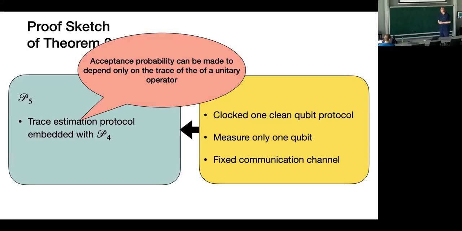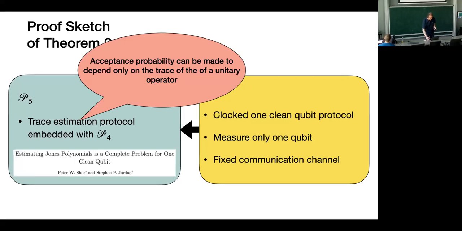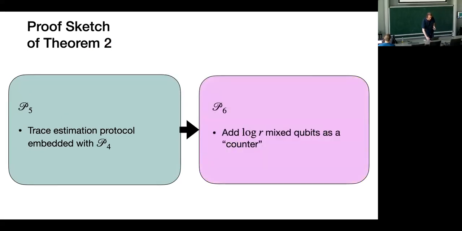Now, what happens here when we do this is that the acceptance probability depends only on the trace of a given unitary operator. And that's going to be important. Now, we have everything, but we're still in the clocked model. And we wanted to go to the unclocked or semi-unclocked model. And for this, we add another log R, where R is the number of rounds, mixed qubits. Mixed qubits, we have enough, right?